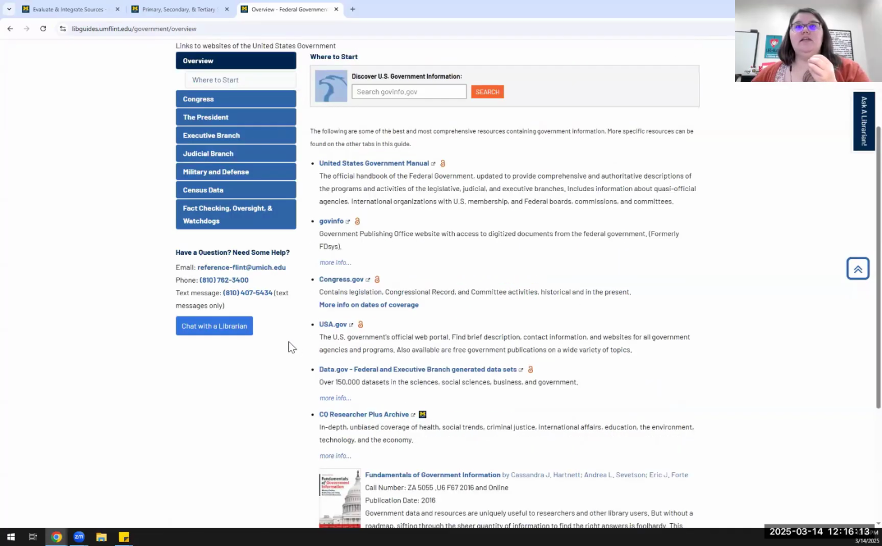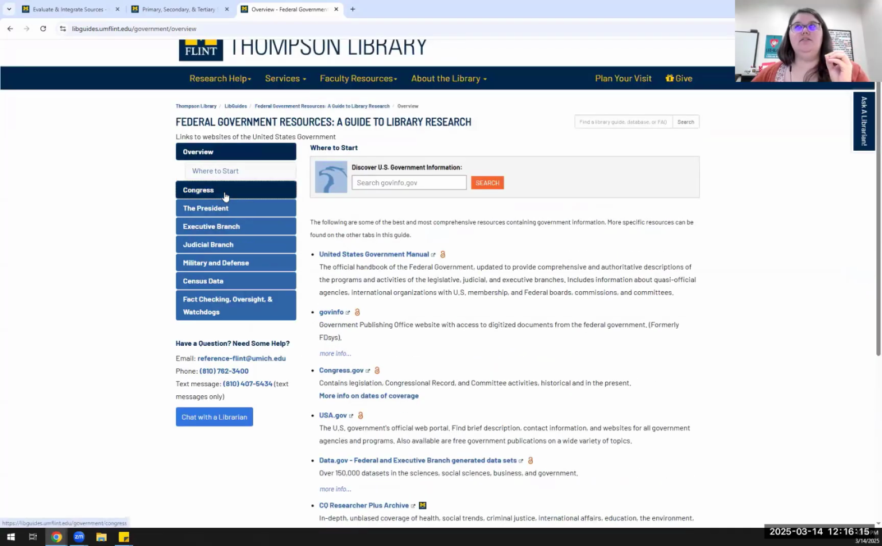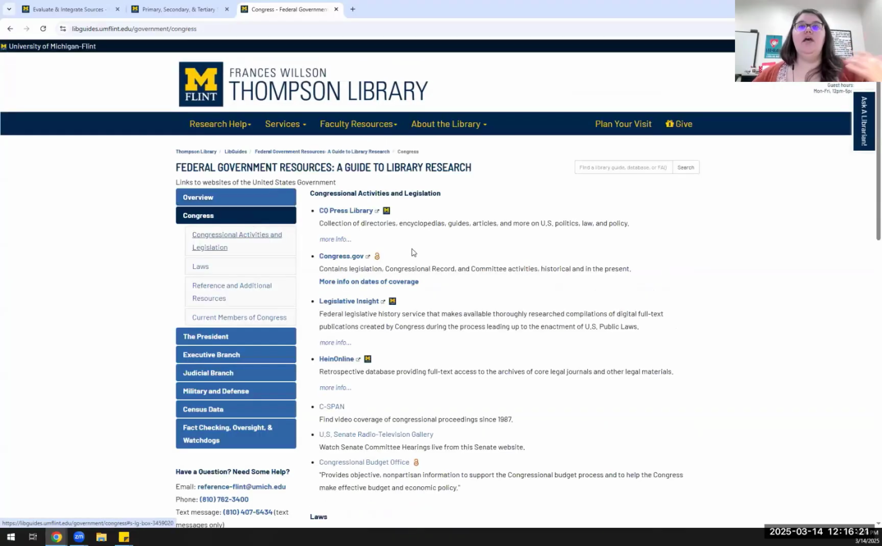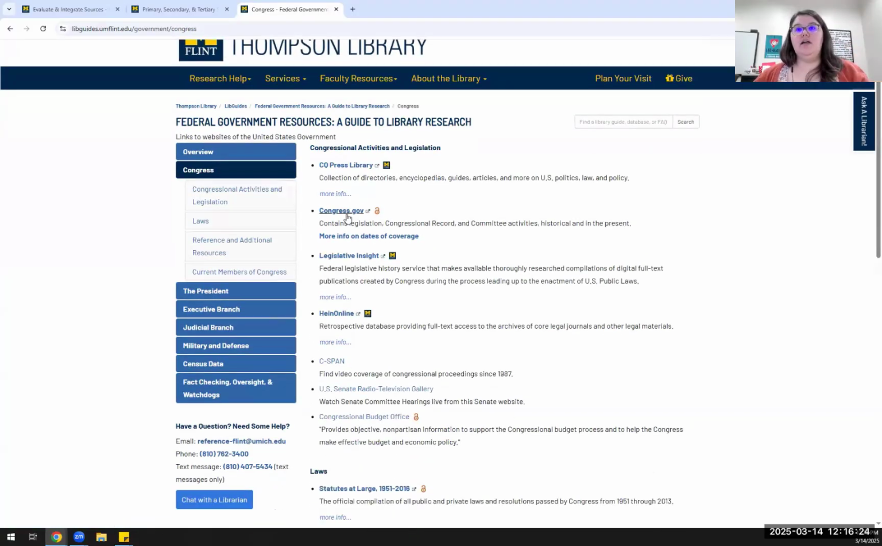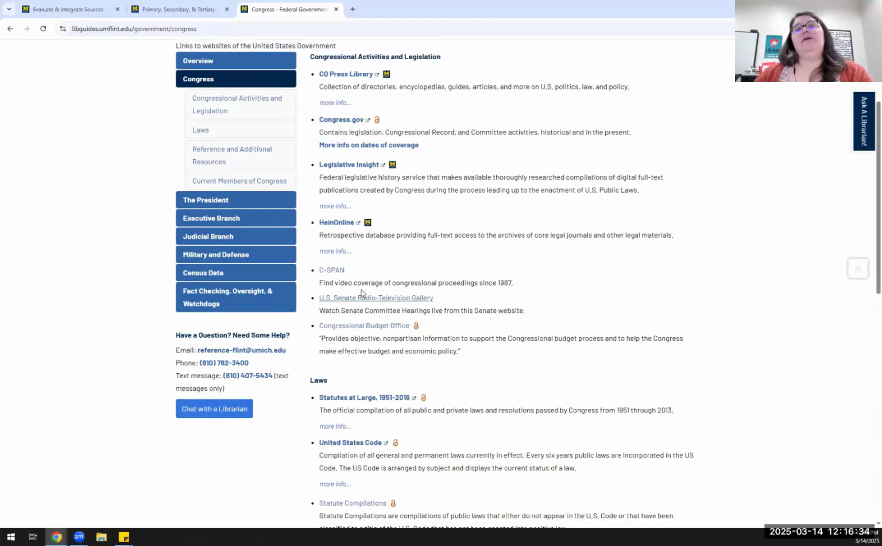The one place, and then we also have it divvied out by the different branches of government. For example, Congress, and we can go into congress.gov to find the current legislation, the actual public laws, bills that have been passed, where they are in that hierarchy, right? We also have things like C-SPAN or the US Senate radio, so we can actually watch and listen to what's going on in the chambers of Congress and in committee hearings, right?